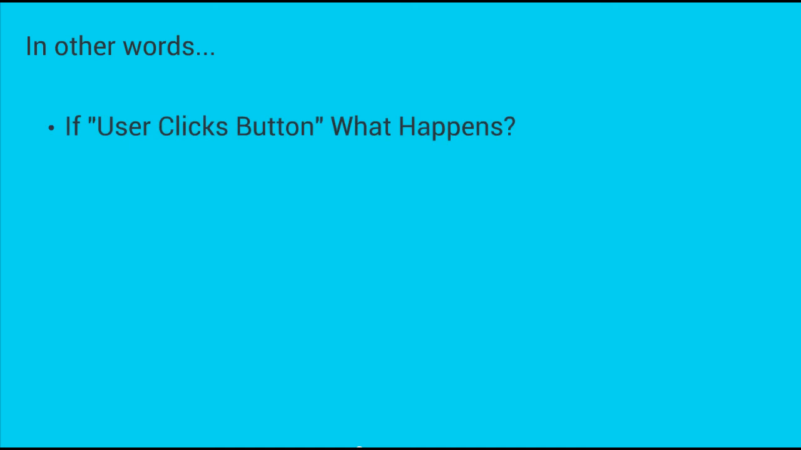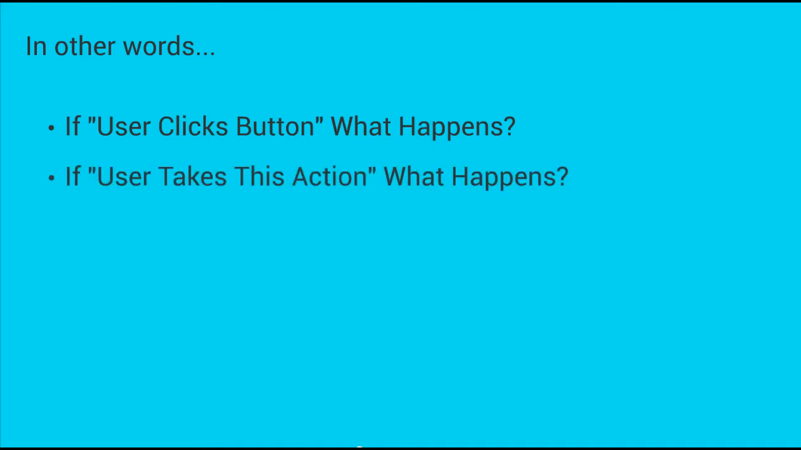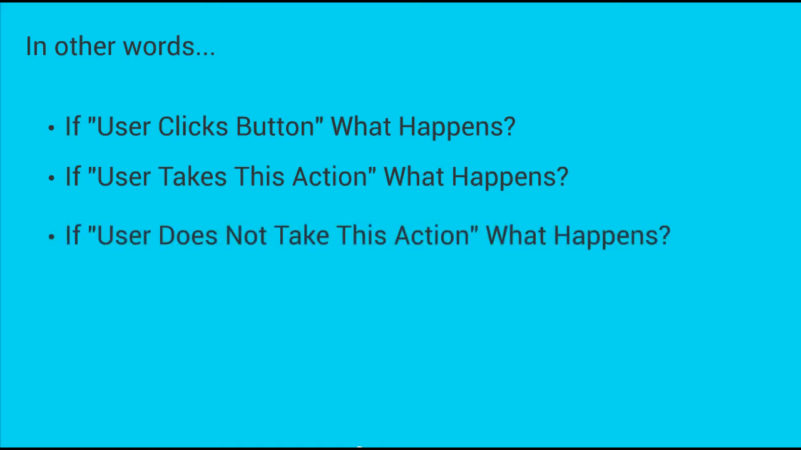So in other words, let's say, for example, if a user clicks a button, you're going to write down what happens. If the user takes a specific action, then what happens? If the user does not take that action, then what happens? So you're really going to have to figure out basically all the steps of the process. If this happened, then this happened. If this does not happen, then this does not happen. Or if this does not happen, what happens?